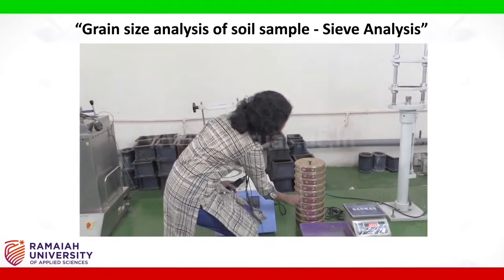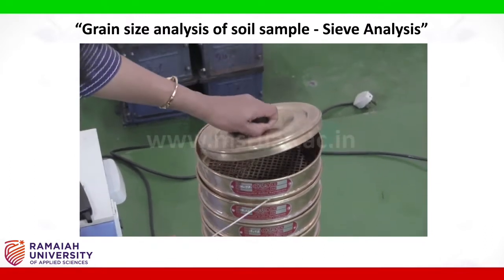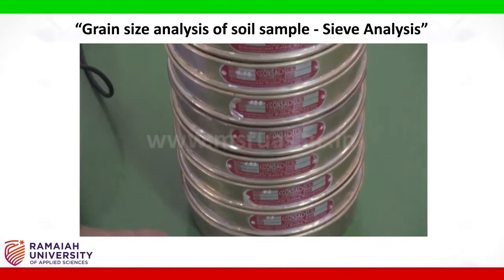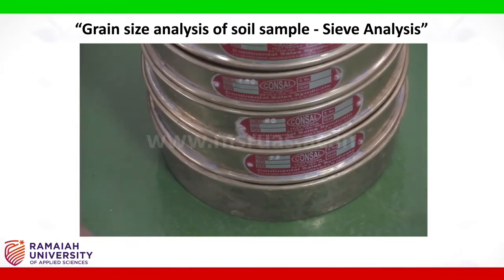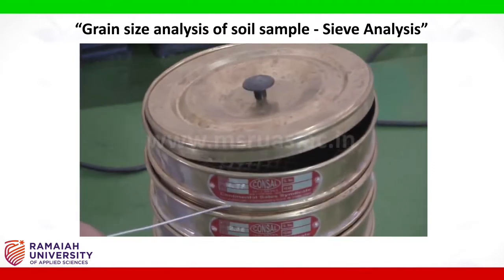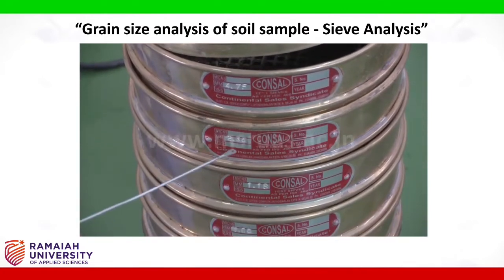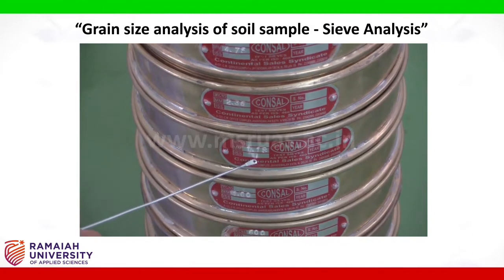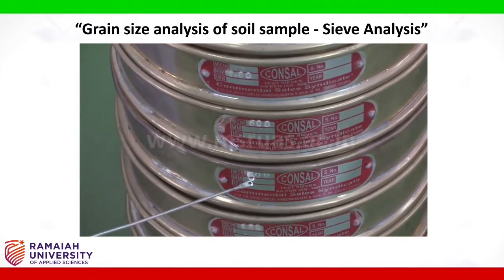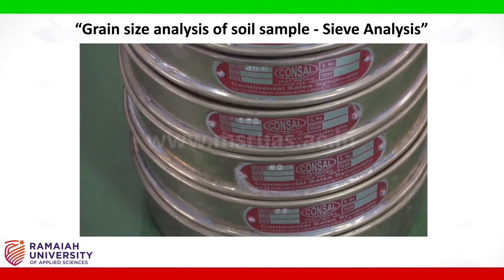A set of sieves. This is the sieve set. The sieve set consists of a lid and a number of sieves arranged in their decreasing order of size. At the bottom we are keeping a pan to collect the soil sample which is sieved through the last size sieve. Now the sieve set consists of a 4.75 mm sieve, 2.36 mm sieve, 1.18 mm, 1 mm, 600 microns, 300 microns, 150 microns, 90 microns and 75 microns.